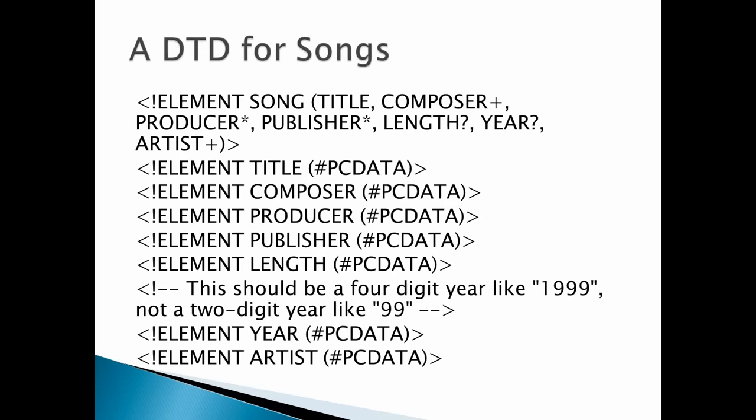Here's what the external DTD would look like. We see ELEMENT song and then a list of the sub-elements within it. And in the lines following, we have a line declaring what kind of data is included in that child element. #PCDATA is what is all displayed here. We see when you get down to the element length, and we see then a comment referring to the next element, year, reminding the user that it should be a 4-digit year, not a 2-digit year.